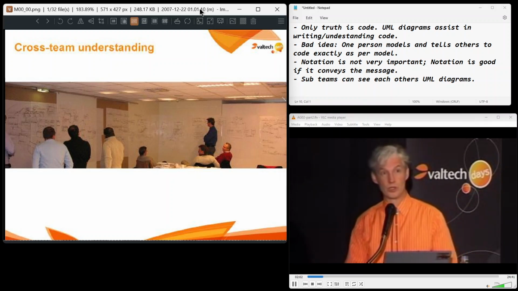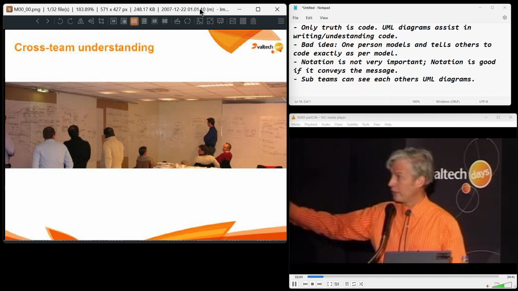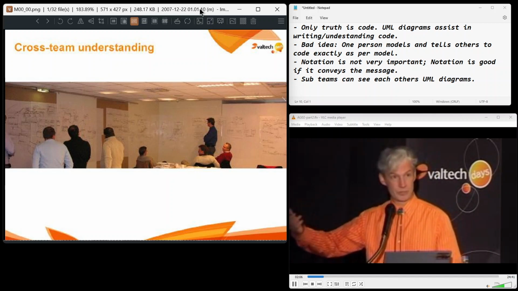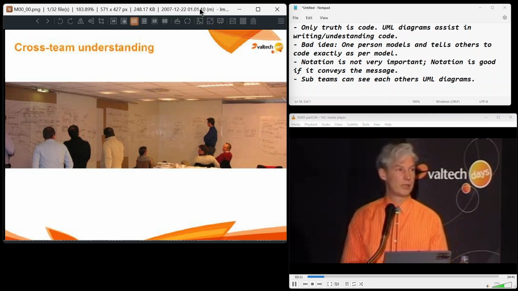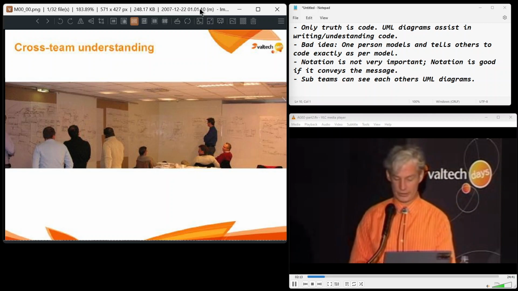And then where possible, we co-locate the teams so that the sub-teams that have dependencies on each other are physically close together. That's not always possible, but insofar as it is possible, we try to do that as well.